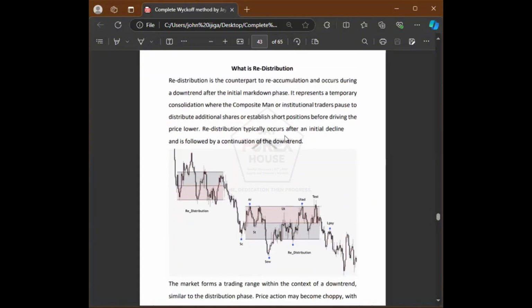So this is page 43, where I gave a little insight about the redistribution.